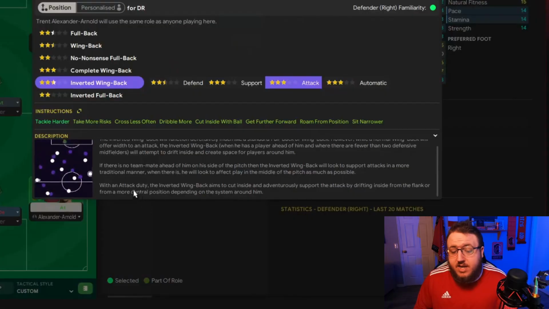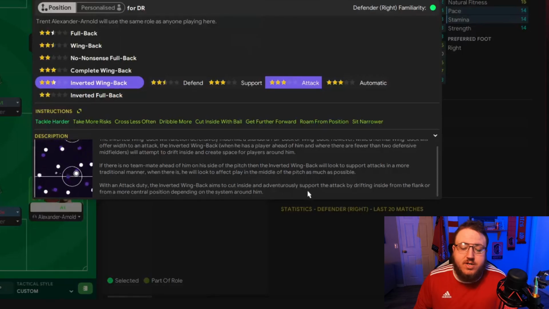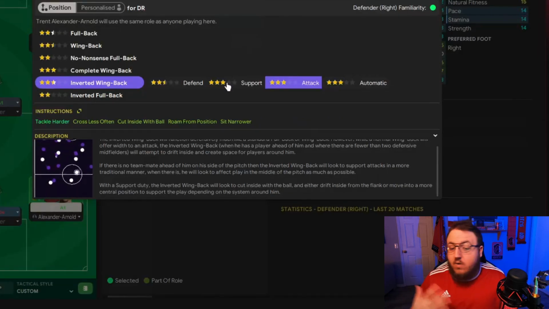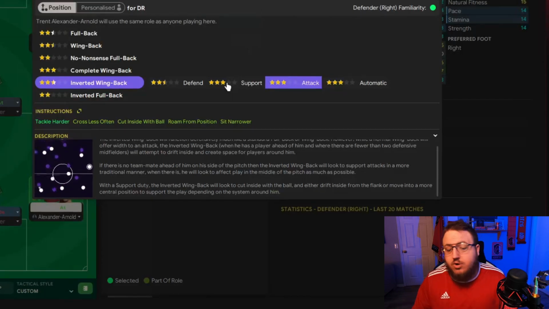So with the inverted wingback in the midfield area, you're definitely going to want to make sure that you have whoever spot they are taking going forward. Because as we can see here with the attack duty, the inverted wingback aims to cut inside and adventurously support the attack by drifting inside from the flank or from a more central position depending on the system around him. Then with the support duty, the inverted wingback will look to cut inside with the ball and either drift inside from the flank or move into a more central position to support the play depending on the system around him. So like the attacking one.